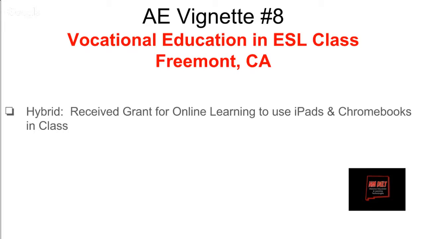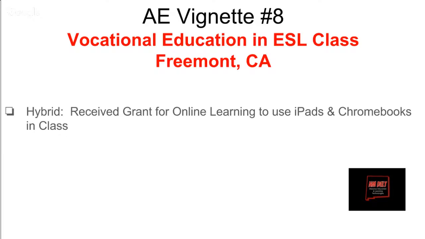So here we have our 8th case study. This is a vocational education and ESL class, and we are looking at Fremont, California for this one. This is a hybrid, and this piece I find very interesting. This program received a grant, and so they were able to purchase iPads and Chromebooks for their students. I know here in the state of New Mexico, it's so spread out. We have so much rural land that students having access to technology can be a bit of a problem.